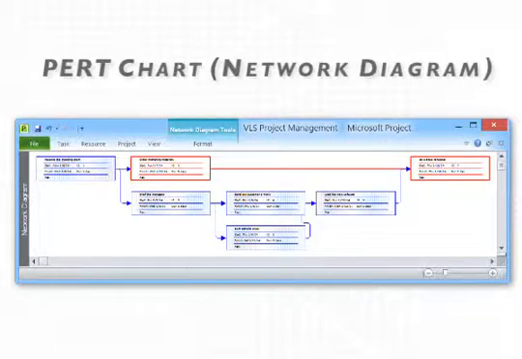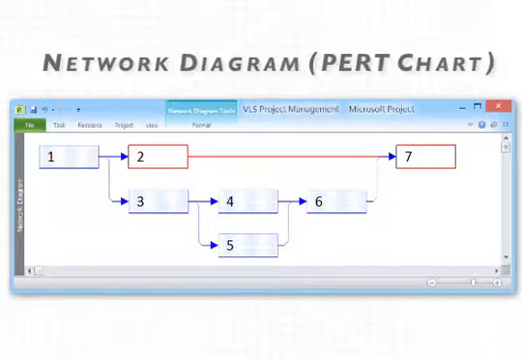A PERT chart, which Microsoft calls a network diagram, shows even more detail, including start and finish dates. This is a zoomed-out view of the entire project. The program lets you hide task details so you can focus on the patterns. The red line indicates the critical path.